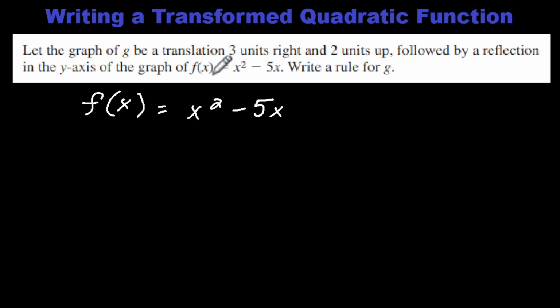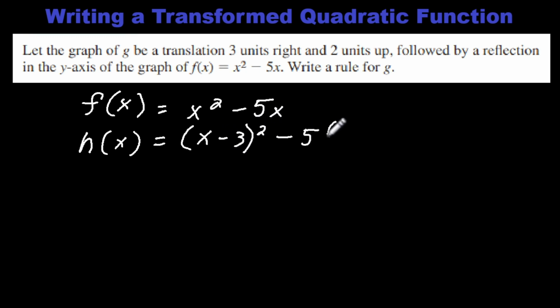So we'll call this h of x. And what we're doing is changing the x. In order to go 3 units to the right, I'm going to subtract 3 from x. So I have x minus 3 squared minus 5 times x minus 3. And then for this entire thing, it says move 2 units up, so I'm just going to add 2.